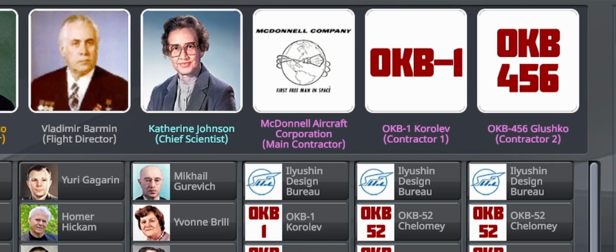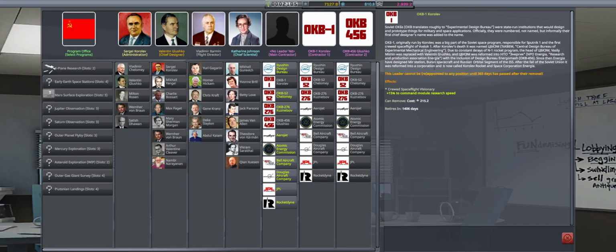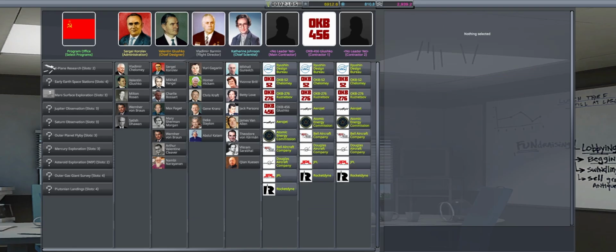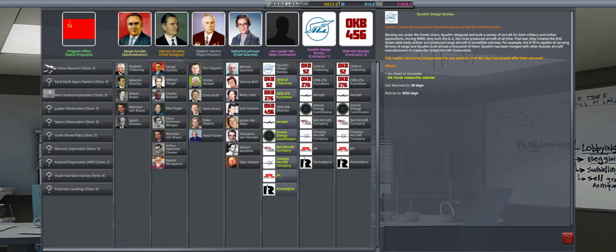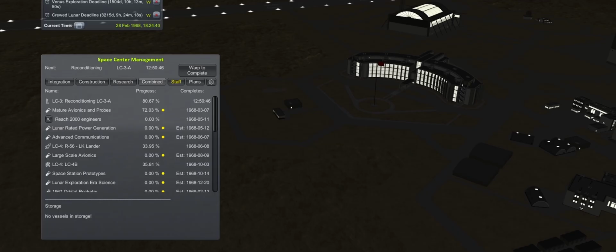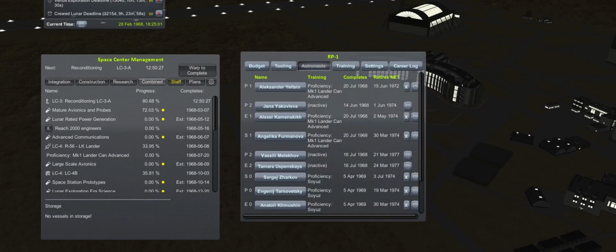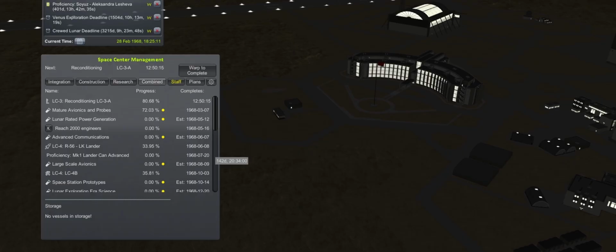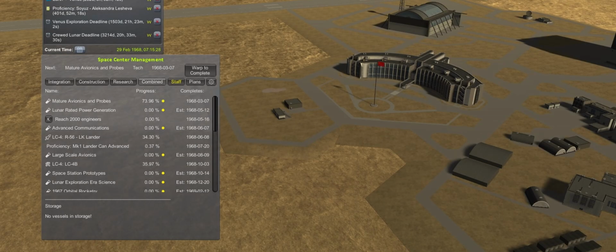Before we leave, we will also terminate McDonnell Aircraft Corporation, as we no longer need a research speed bonus for command modules, and we don't want a 5% speed penalty for human-rated integration. We will also terminate OKB-1 and replace them with Ilyushin Design Bureau to reduce research salaries by 5%. The next bit of logistical strategy is to commence proficiency training so the crew can operate the lunar lander. This is not something you want to forget, as this training takes almost half a year.